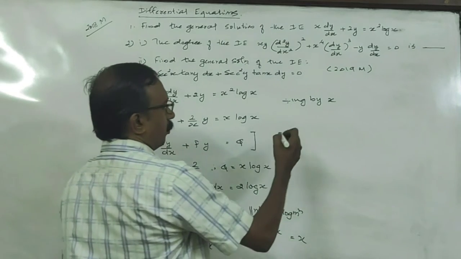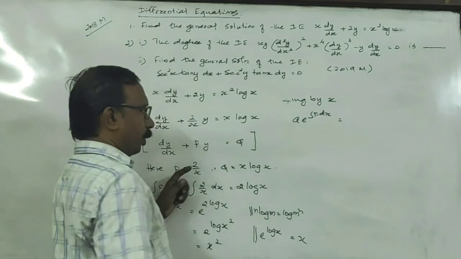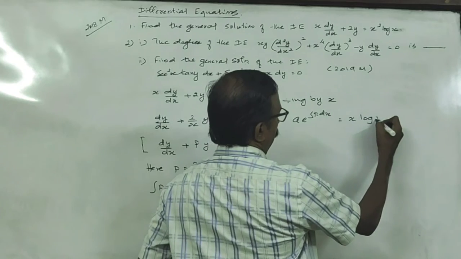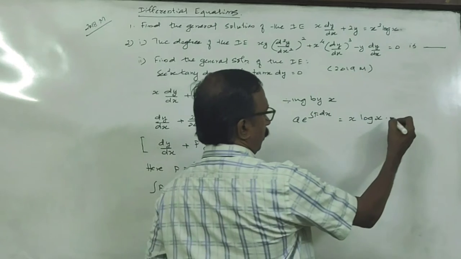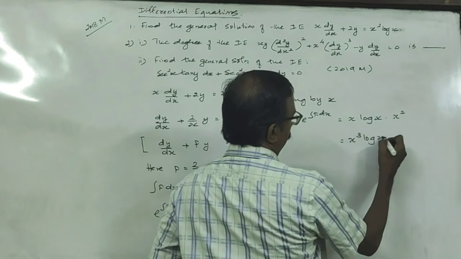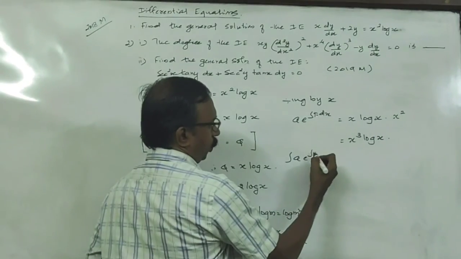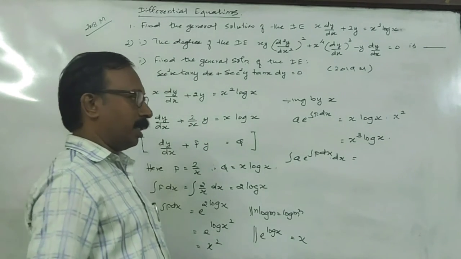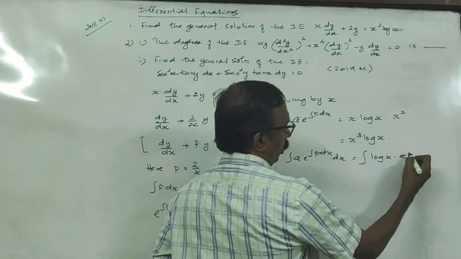Now we find q into e raised to integral pdx. Here q is x log x into e raised to integral pdx, which is x square. So we get x cube log x. Now find integral of q into e raised to integral pdx into dx. Integrating the function q e raised to integral pdx, it can be written as log x into x cube.